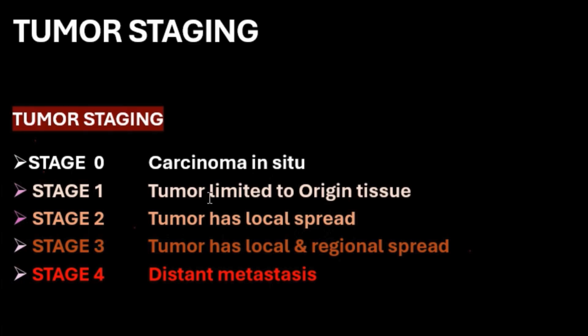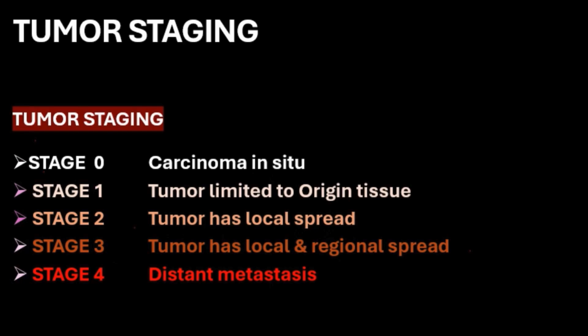Stage 0, carcinoma in situ. 1, limited to origin tissue. Again it is stage 2, it is more spread. Then stage 3, it is local plus regional spread. Stage 4, more distant metastasis. So this is according to the stages. So here also according to the grade, it is low to high grade.